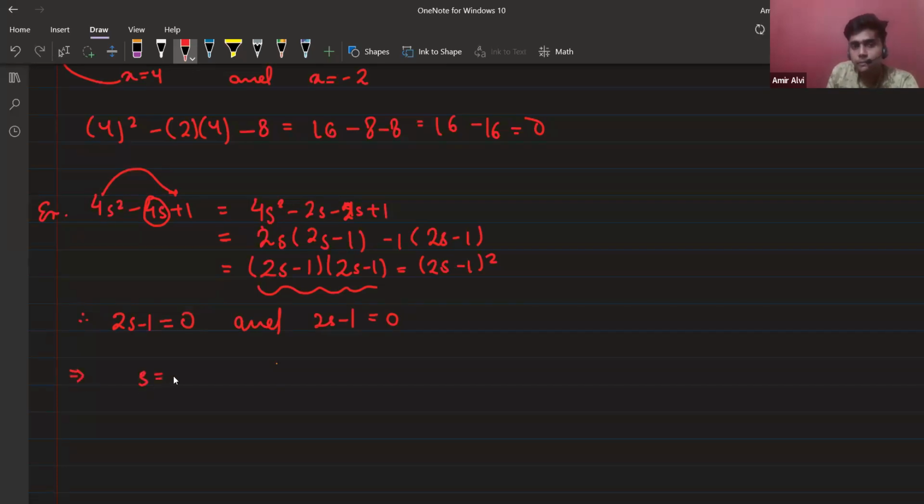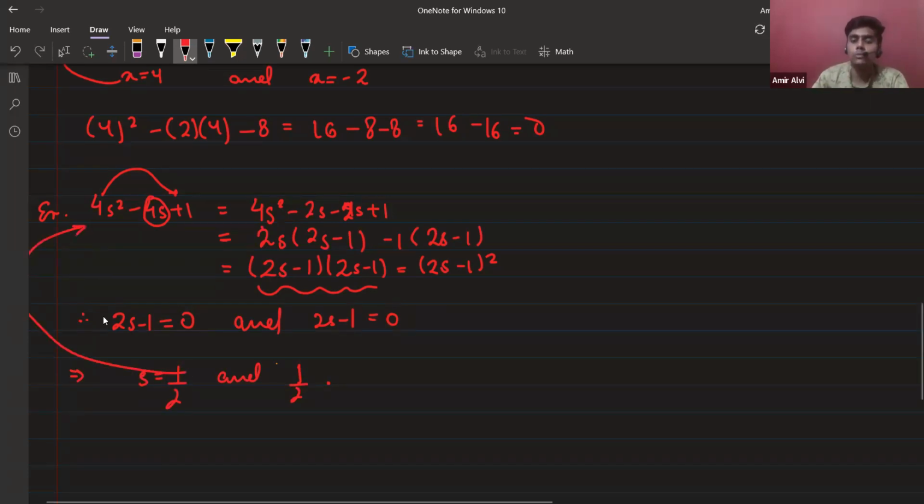So s will be 1/2 and 1/2. Yes or no? Yes, sir. You can verify by putting this value into this. Yes or no? Yes, sir. Clear? Is there anything which is not clear to all of you? No, sir. Everything's clear. Okay, very good, very good.